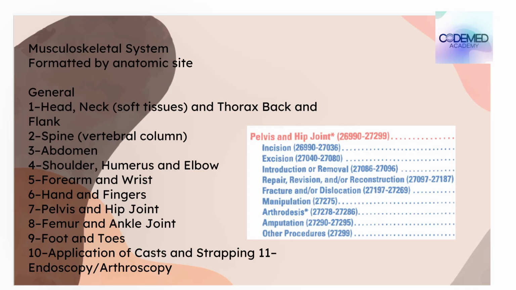Whenever we deal with a new chapter, we must know how this chapter has been designed. As far as the musculoskeletal system is concerned, it is formatted by the anatomic site. That is, you will have the headings head, neck, and then the spine, abdomen, shoulder, forearm and wrist, hand and fingers, pelvic and hip joint, femur. Every heading has subheadings, that is incision, excision, introduction, removal, repair. These subheadings are repeated for all these headings.